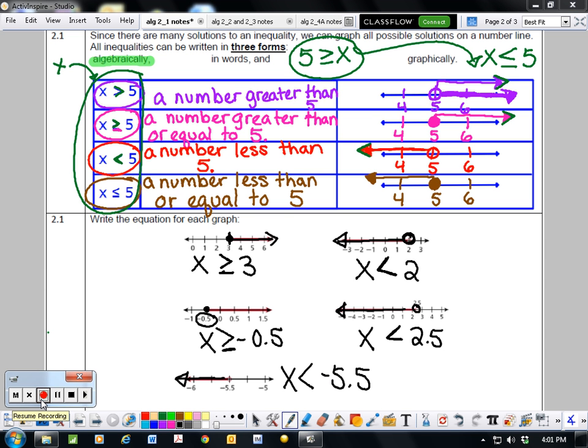Okay, so I pulled out the paper so I could get a closer look at it, because it's way more obvious on the paper than it is on my Promethean board, but it is an open dot. So since it's an open dot, we do not have the line underneath it, because the negative 5.5 is not included on the graph. Okay.